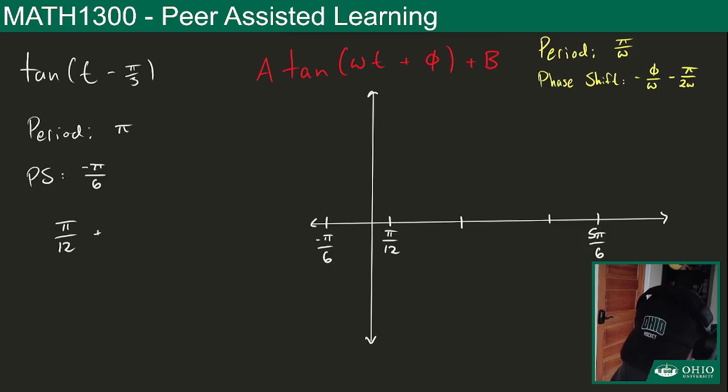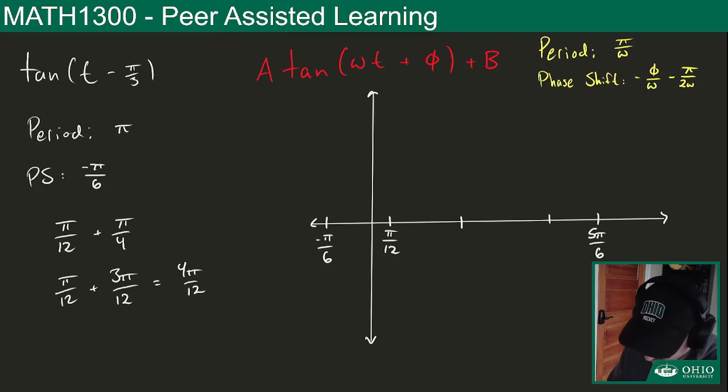And to that, I can add another pi over 4, because we're going from this point to this point. And so, okay. I can convert 4 to a denominator of 12 by multiplying by 3 over 3. So I have pi over 12 plus 3 over 12. And that equals 4 pi over 12. And that will simplify to pi over 3. So I put pi over 3 right here. And yes, that is correct. Okay.